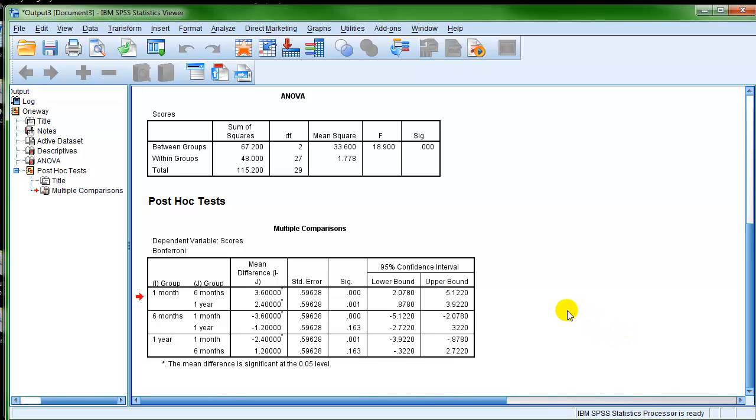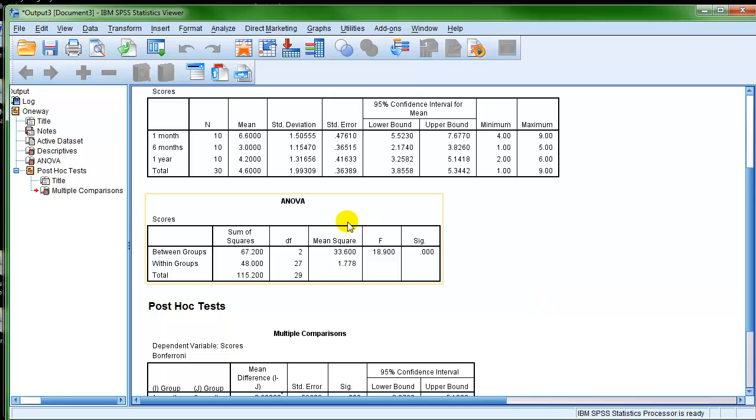Okay, so again, if we go back to our means, 1 month is significantly different than 6 months, and 1 month is significantly different than 1 year, but 6 months is not significantly different than 1 year. Okay? And if you look at the direction of the means, the 6 month and the 1 year group, which are not significantly different from one another, have the lower scores, which means that over time, the effect of the drug on stress is holding.